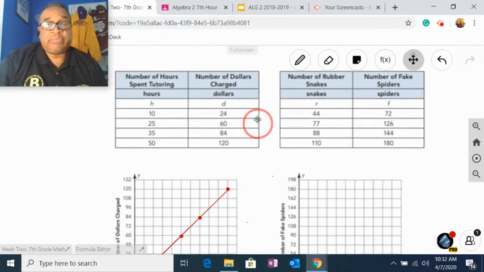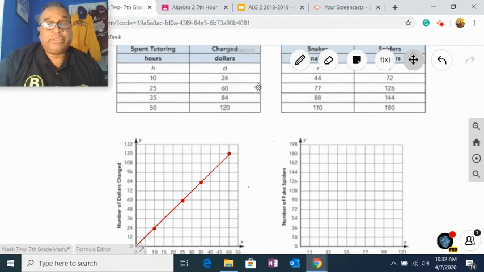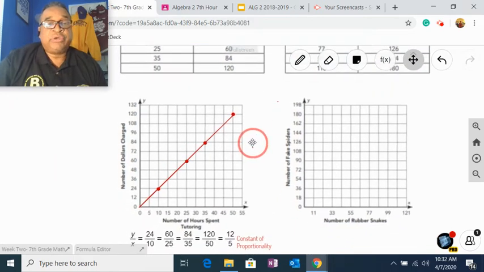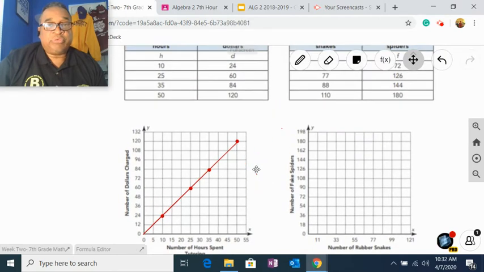Now we're going to come down here. I did another one here for you: hours spent tutoring and the dollars charged. And so here you can see we had the points.